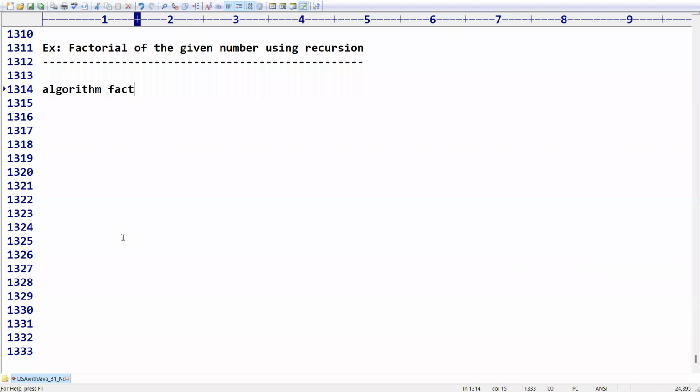Let me consider the algorithm fact, which is going to take a variable called n. We have already solved this problem. Do you remember or not? If n is equal to 0, then we have to return 1. Otherwise, we have to return n into fact of n minus 1. This is a simple algorithm, written just for our convenience, to calculate factorial using recursion.